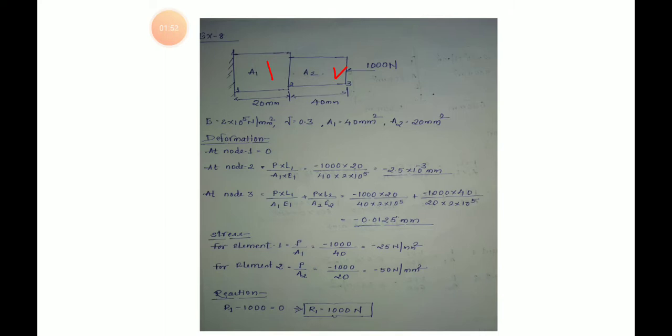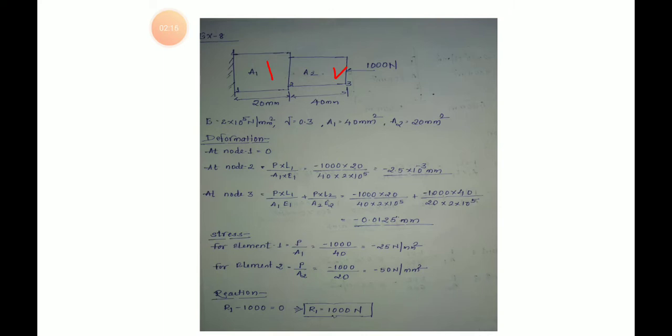Okay, so let us write down the given data as per the problem. E, that is Young's modulus, is given as 2 into 10 raised to 5 Newton per mm square. Gamma, that is the Poisson's ratio, is given as 0.3. A1, that is the area of the first section, is given as 40 mm square. The area of the second section is given as 20 mm square.